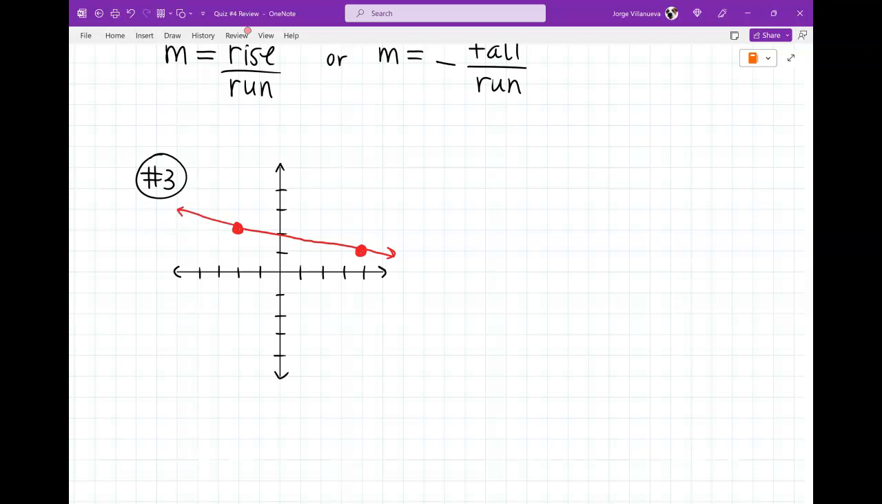So is this slope going to be undefined, 0, positive, or negative? Negative. Should be negative because the line's going downhill. Okay? Let's figure out our slope.